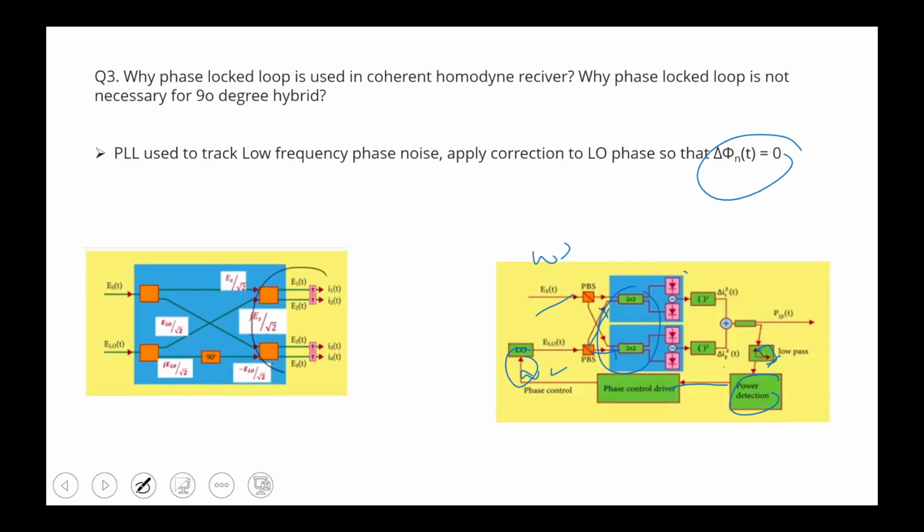This is the diagram of the 90-degree hybrid. This is the equation of the balanced detection. We have the quadrature equation, and the in-phase equation. There is a difference between in-phase and quadrature, because due to this 90-degree shift we get one component at quadrature.